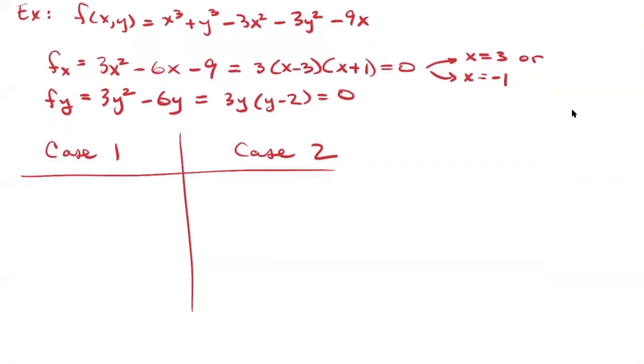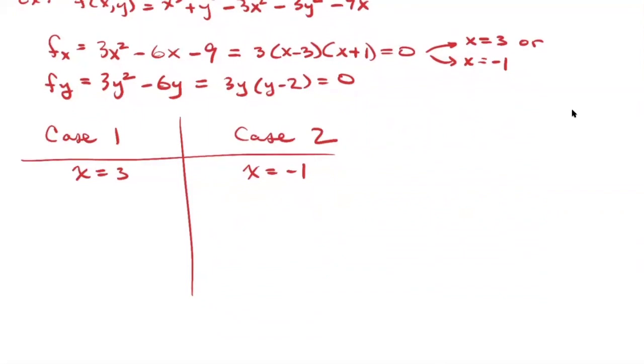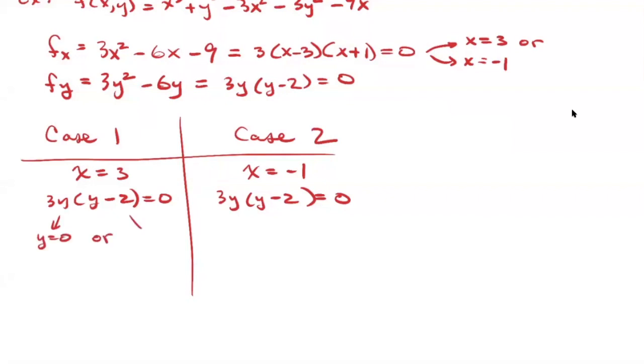On the first equation, you have two choices: x equals 3, that's case 1. x equals negative 1, that's case 2. Now, in both of those cases, it must be true that fy is 0. So we know that 3y times (y minus 2) has to be 0 in either case. So in each case, you get y equals 0 or y equals 2.